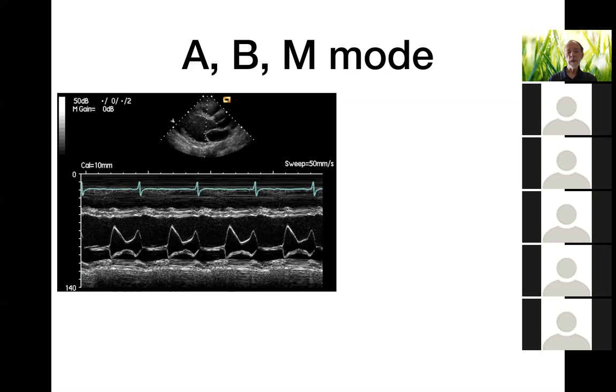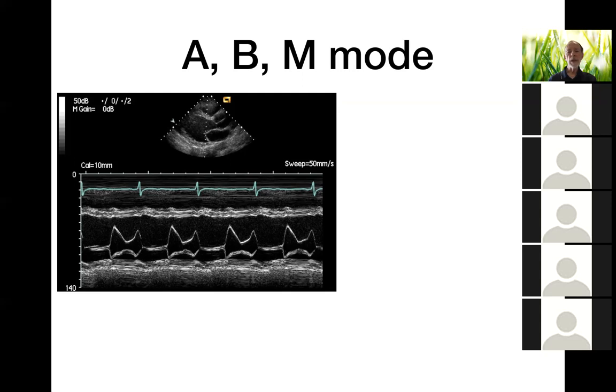This diagram is, of course, an M mode, time motion mode image. And you can see the cardiac image at the top. The user has pointed a line pretty much vertically down the middle, but directed it so that it just passes through the tips of the mitral valve leaflets.